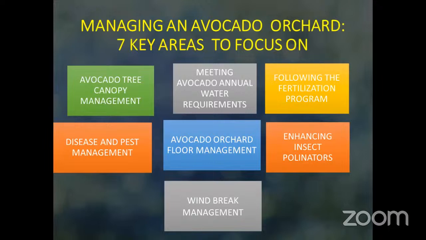So here are the 7 key areas we need to pay particular attention to as we run and manage our avocado plantation. Start from canopy management, how you manage your canopy. We need to have a canopy in a pyramidal shape to enable sunlight to reach the bottom of the shrub or the tree. The water requirements, that is the daily water requirements, the annual water requirements. Then also following through a fertilization program so that we don't miss anything.